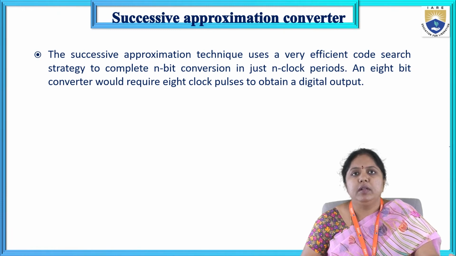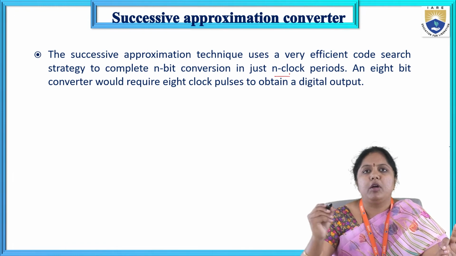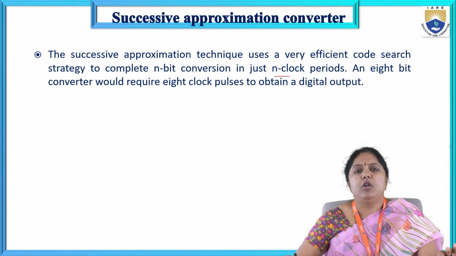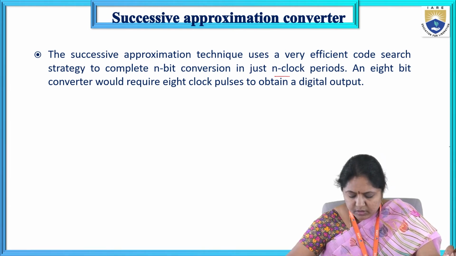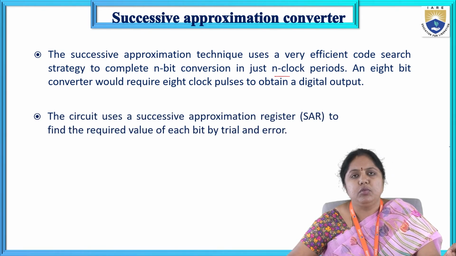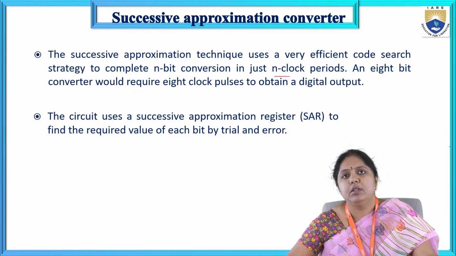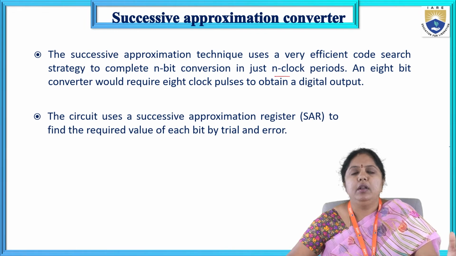But for this one, if it is an n-bit conversion, it will take n clock periods. If it is an 8-bit conversion, it will simply take 8 clock pulses to complete the 8-bit conversion process, right? So let us see the operation. For this one, we are using a successive approximation register. For the previous models, we were not using any registers. We were simply using binary counters or up-down counters, right?